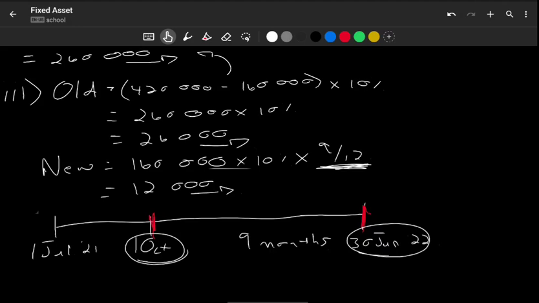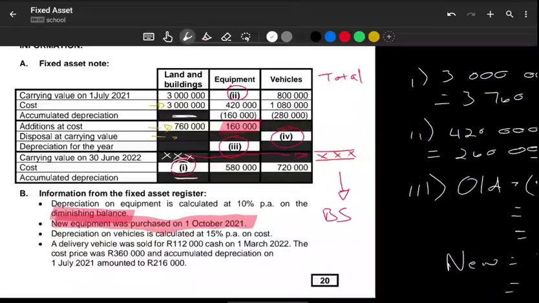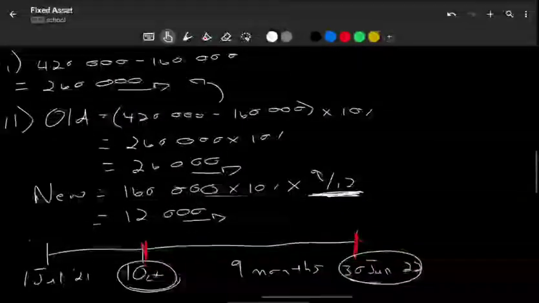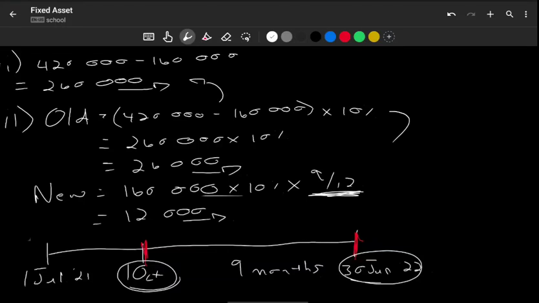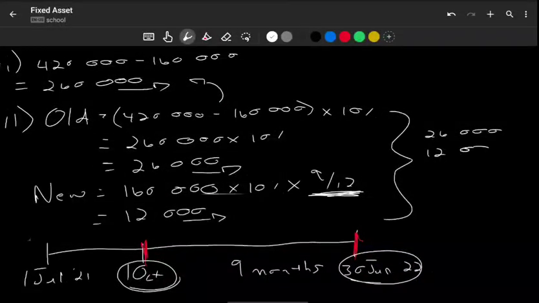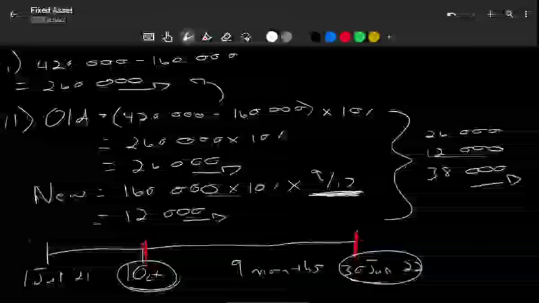Remember, now we have two different depreciations. They just want this one here for number 3. So what we do is add them together. So we're going to say 26,000 plus 12,000 gives us 38,000. And that is our answer for number 3.